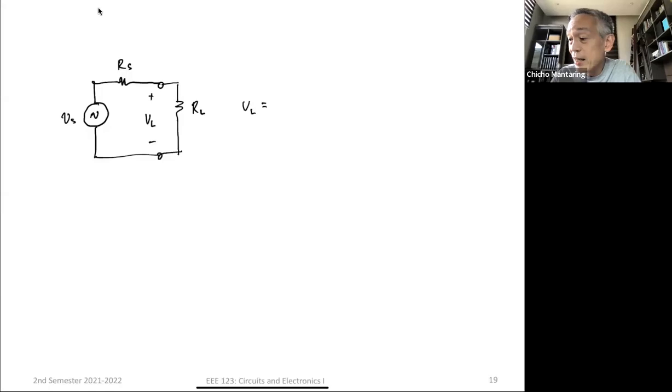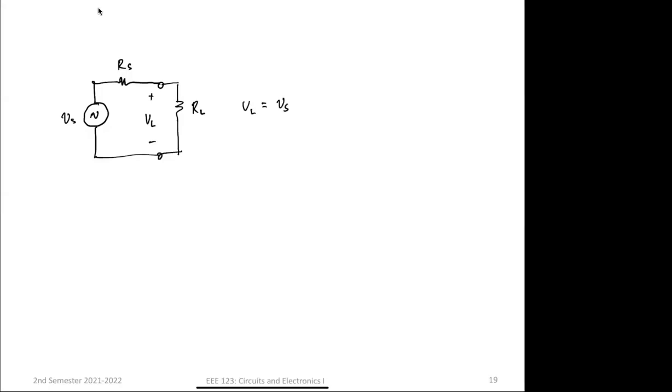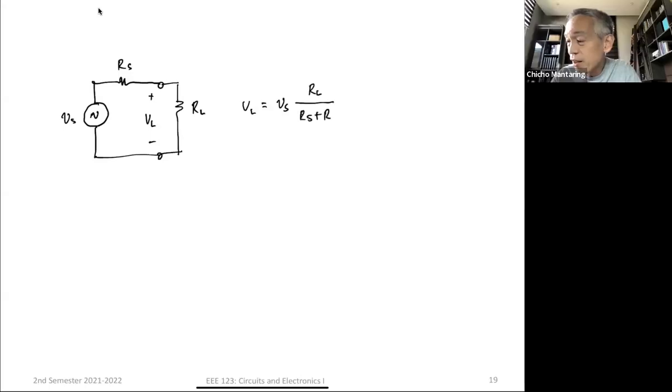So what is that? That's V sub of S times R sub S over R sub S plus R sub L. Yeah. I mean R sub L po sa taas pala. Okay. V of S R L over R S plus R of L. Kung maliit yung value ng R of L, okay, if R of L is small relative to R of S, V of L will be small.